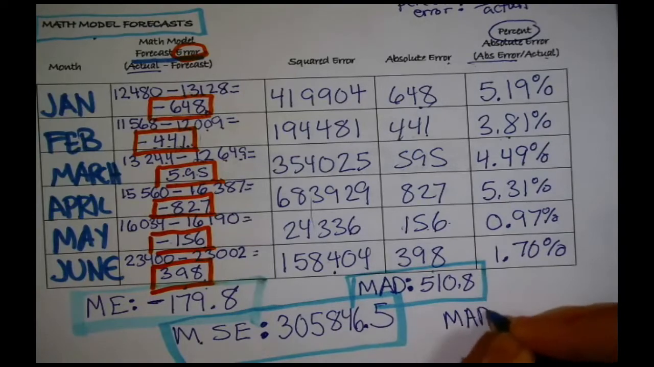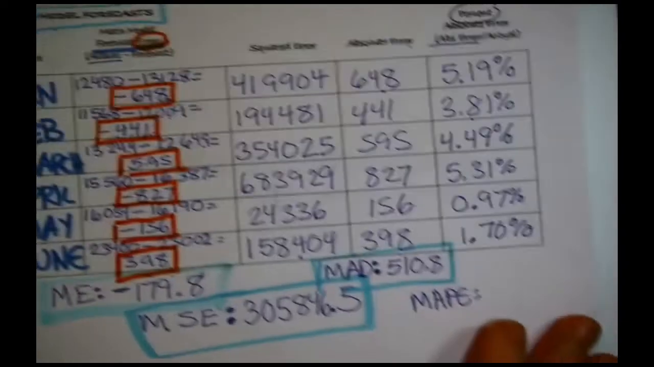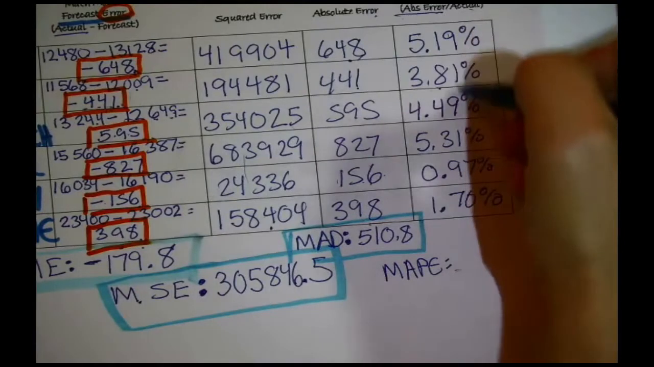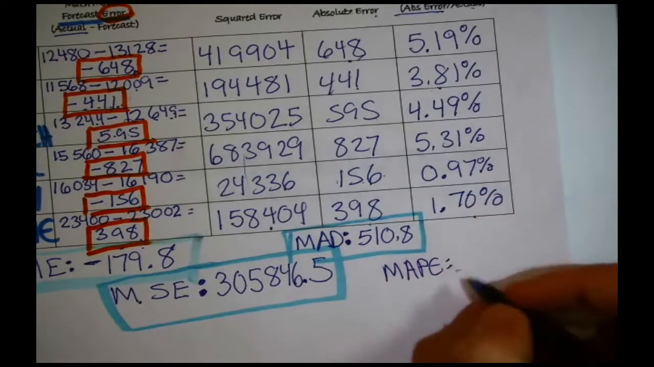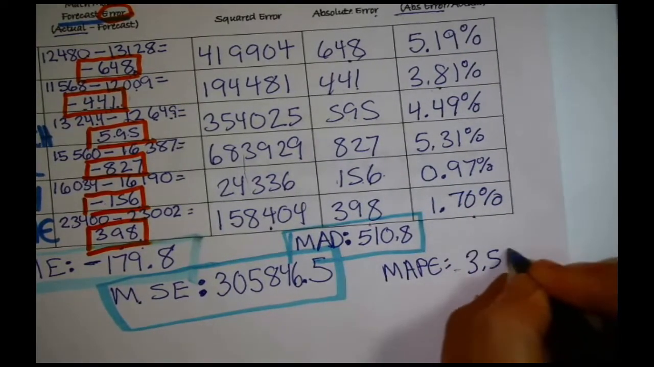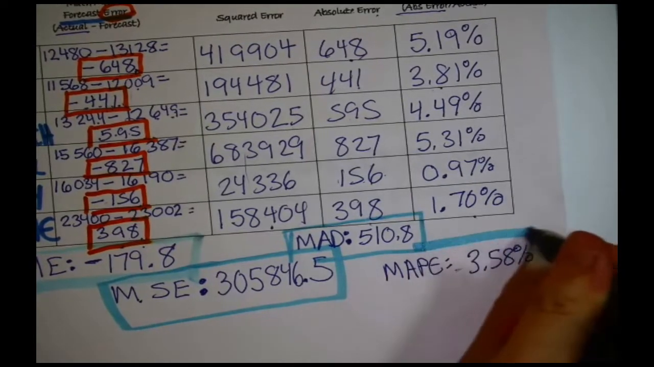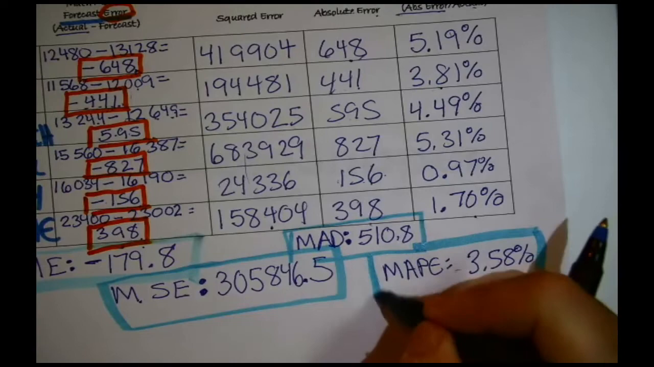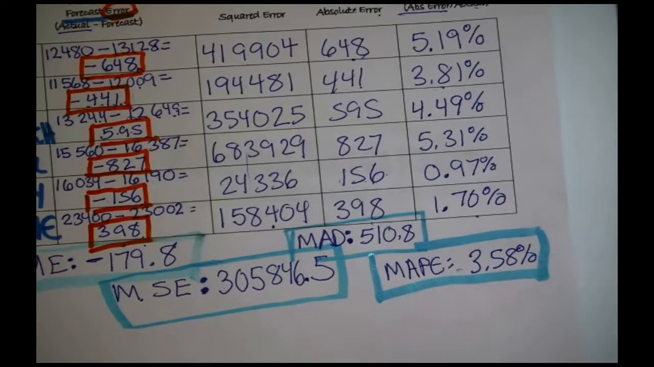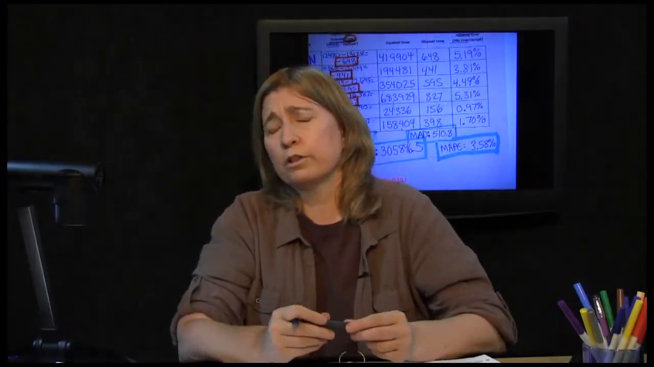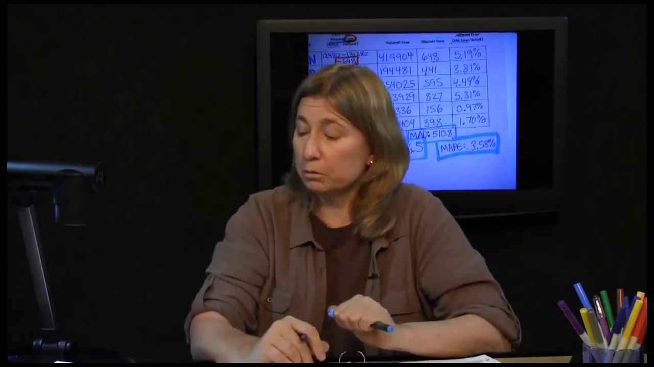Because I wanted to calculate the mean absolute percent error, that is to say, just average these. I average these, I get 3.58%. What's that supposed to mean? It means that the math model on average was off by a little more than 3.5% each month. Okay, great. Is that the answer?